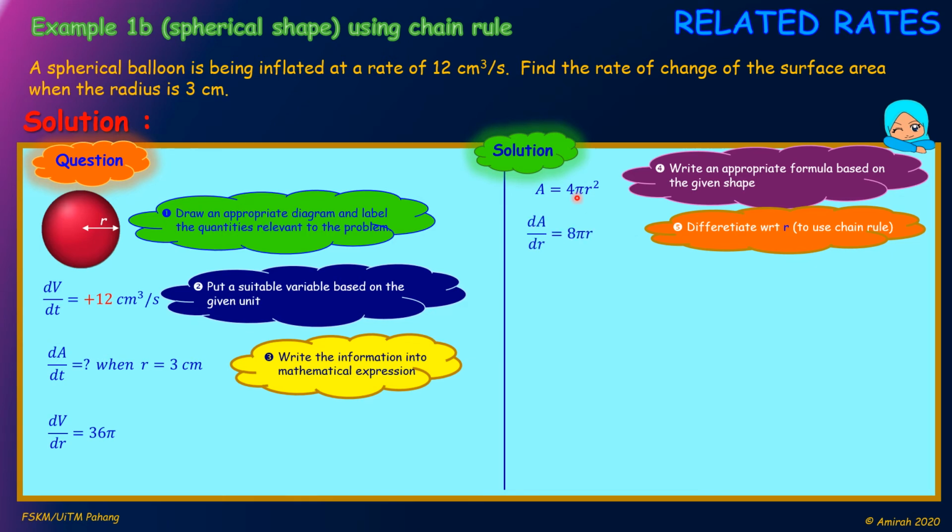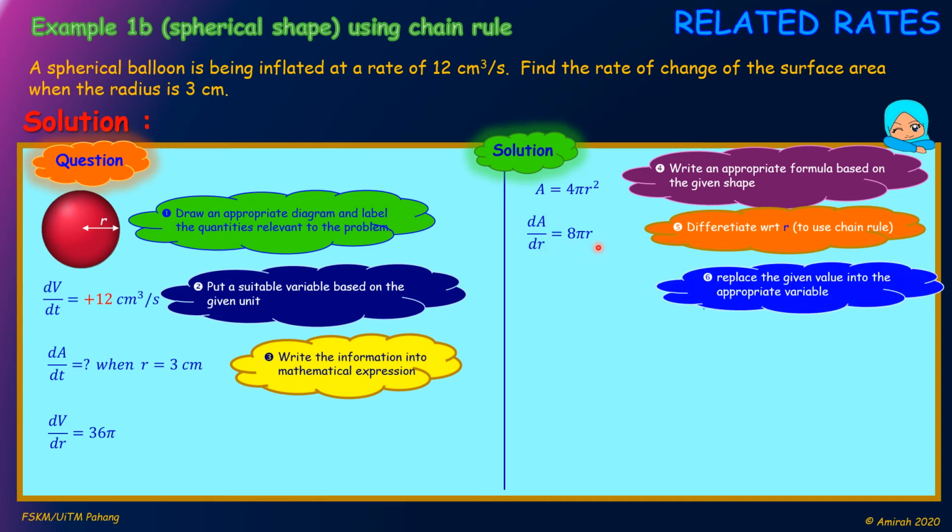Okay, so after we differentiate with respect to r, we have dA over dr equals 8 pi r. At the back actually there is dr over dr, but dr over dr equals 1, so no need to write it. So we just write dA over dr equals 8 pi r. And then we replace the given value into the appropriate variable. Our variable now is r, so we replace r equals 3 from here.